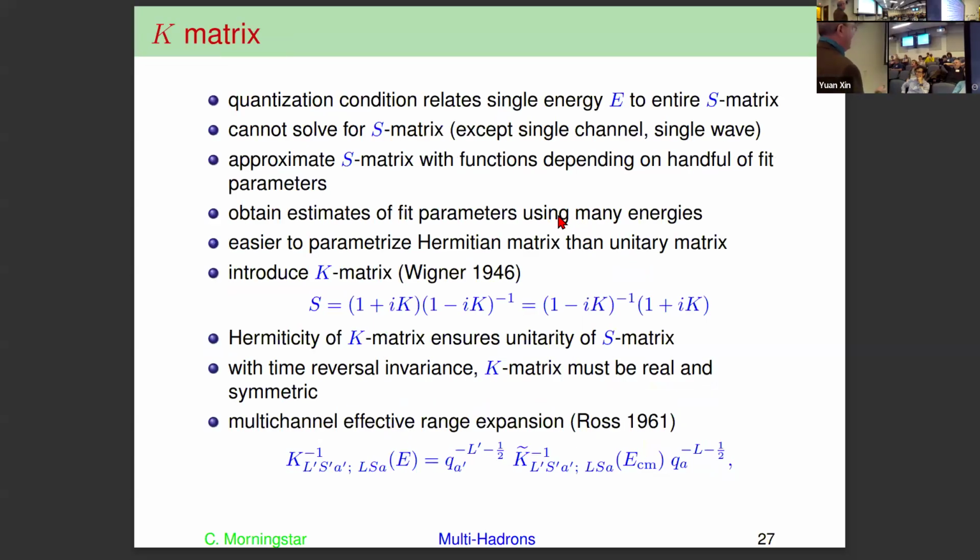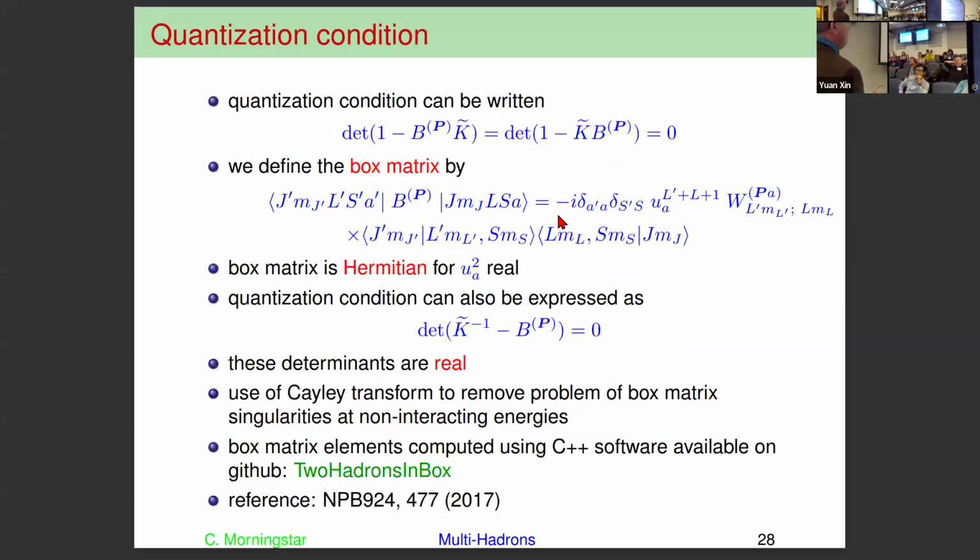We actually do it in terms of the K matrix, because K is better than S. This is the form we use, in terms of the K matrix with some threshold factors removed, in the so-called box matrix. It's very complicated, but I spent two years of my life writing code to do this in memory. I put it on GitHub, so it's available to anybody, free of charge.